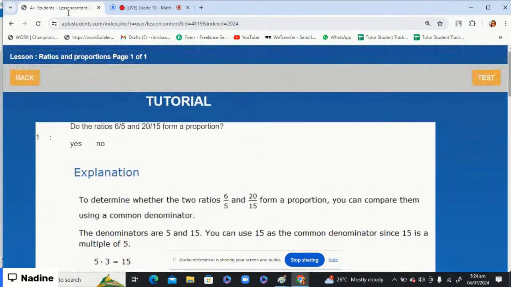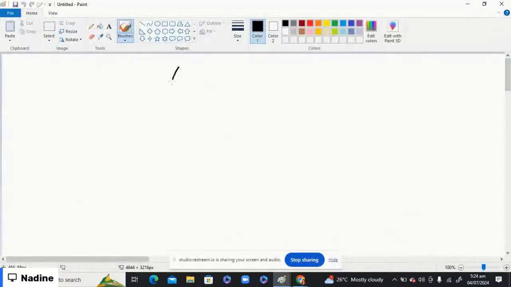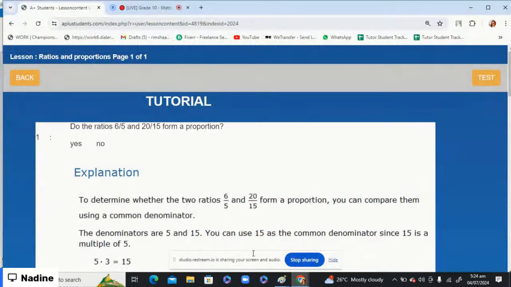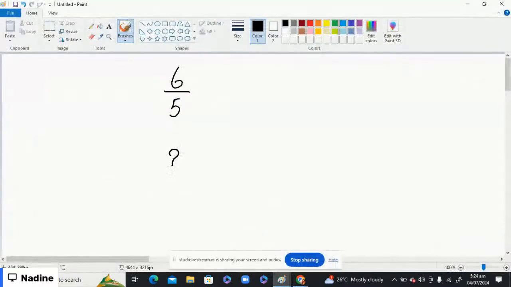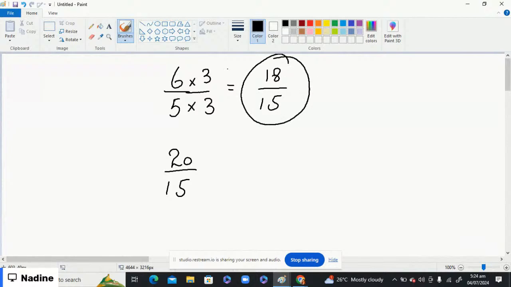Look here, the first one is 6 by 5, and the other one is 20 over 15. So we make this 5 into 15, so we multiply both numbers by the same number, that is 3. So 6 times 3 is 18 and 5 times 3 is 15. This becomes 18 by 15, but here is 20 over 15, so this is not equal, so we can say that these two ratios are not proportions.